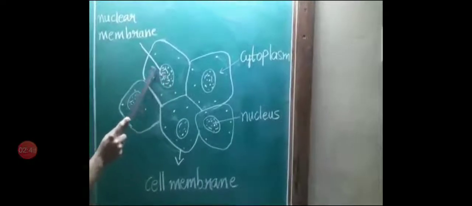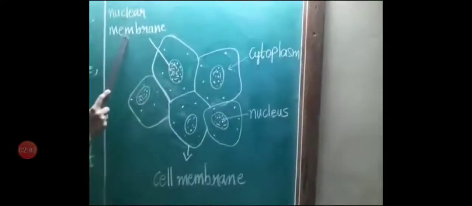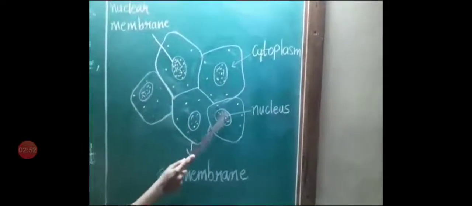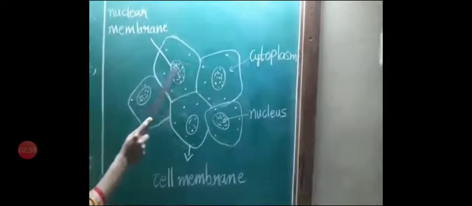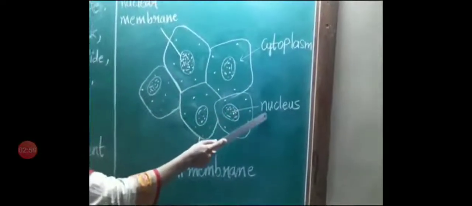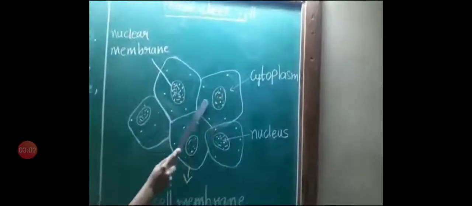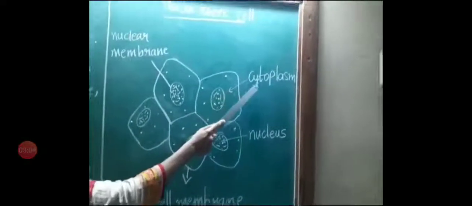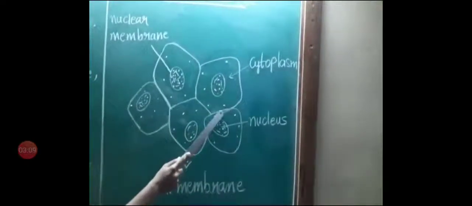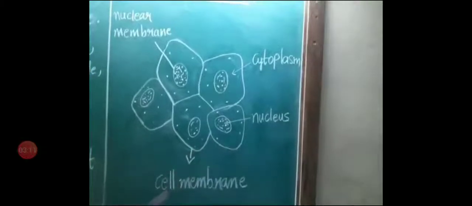The nucleus has a thin membrane, and that we call the nuclear membrane. And more, what you have observed, that in each and every cell there is a spherical structure, and this spherical structure we call the nucleus. The cell has a thick fluid, and that thick fluid we call cytoplasm. More, what you have observed, that it has a thin membrane, and that thin membrane we call the cell membrane.